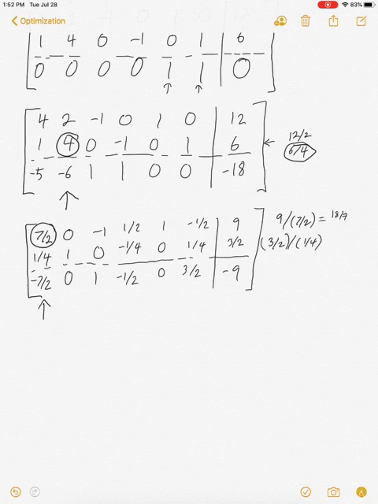This quantity comes out to 18/7. This quantity comes out to 6. 18/7 is smaller than 6. So that's why we're going to pivot around an entry in the first row.